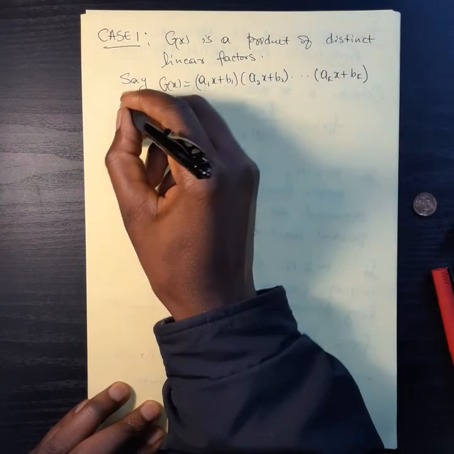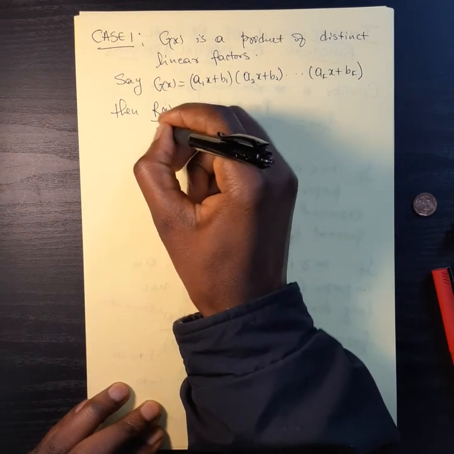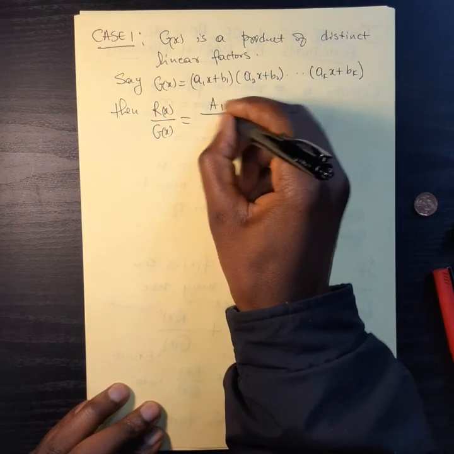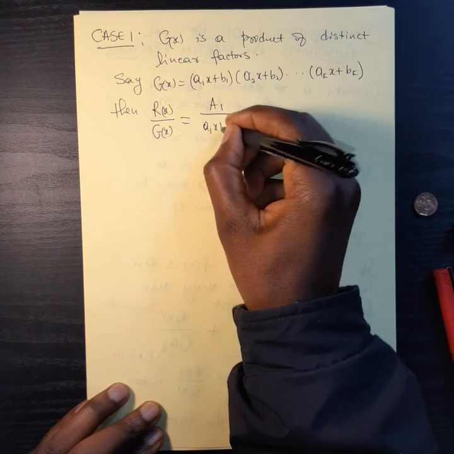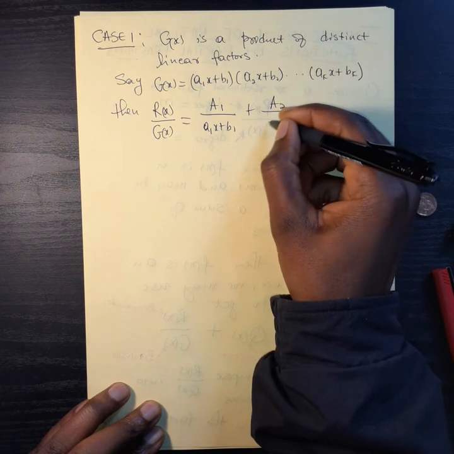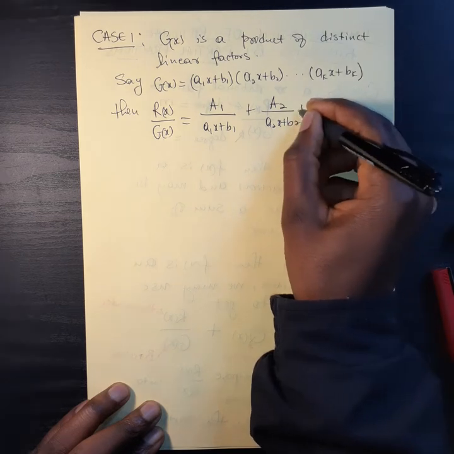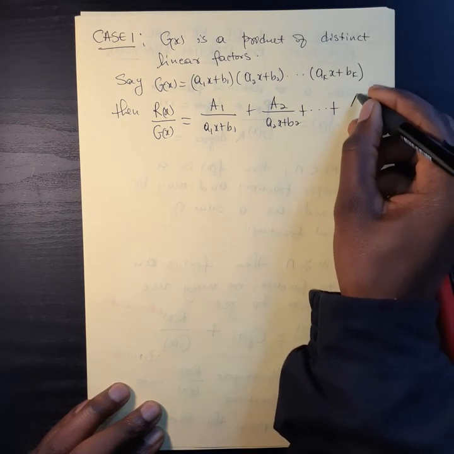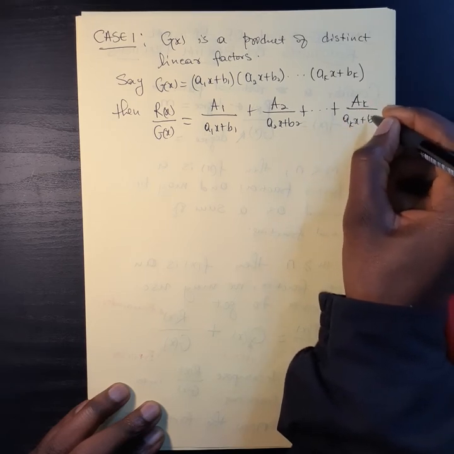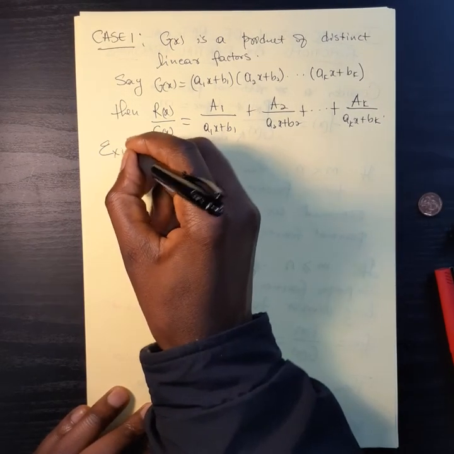If this is the case, then this rational function r of x over g of x can be written as a constant, which we are going to find, over a1x plus b1, plus another constant over a2x plus b2, and so on until the last one, let us call it ak over akx plus bk. Let us take an example to illustrate what we are talking about.